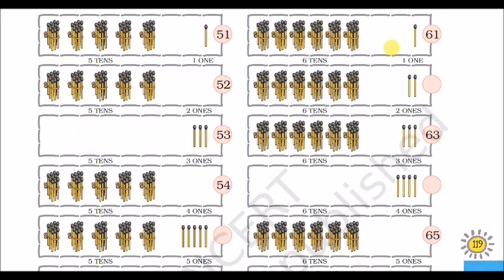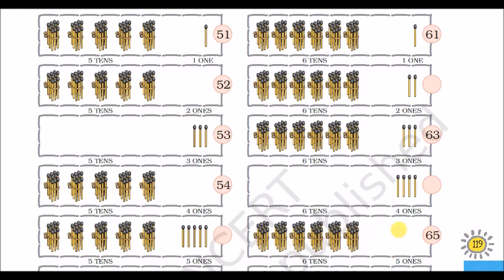6 tens and 1. 60 and 1, 61. 60 and 2, 6 and 2, 62. 60 and 3, 61, 62 and 63. 6 and 3. 6 tens, you have to draw 6 tens and 4 ones. 6 and 4, 64. 6 tens and 5 ones.